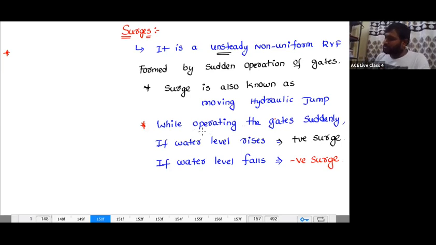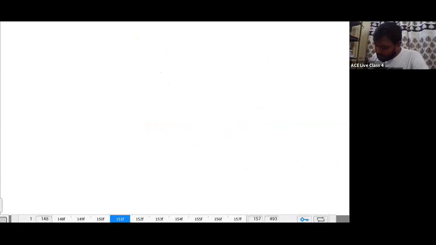So what is the meaning of this, while operating the gates suddenly, sir? Now, you may close the gate suddenly or you may raise the gate suddenly. Now, what if I close the gate partially, suddenly? See, don't close the gate completely or lift the gate completely. Okay. Let's see. With this, you can understand.